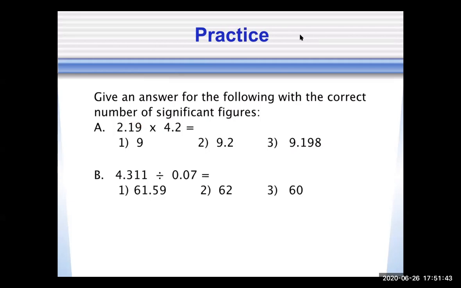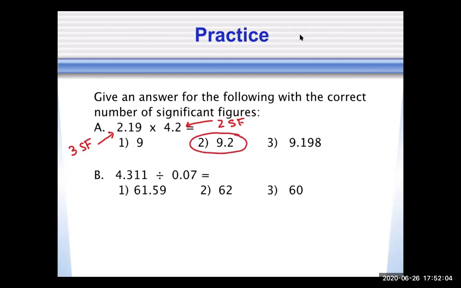So here, this one has 3 significant figures. Let's write that in. We have 3 sig figs on that one. And this number here has 2 sig figs. And so our answer has to match the least precise original number. So that would be 2 significant figures.